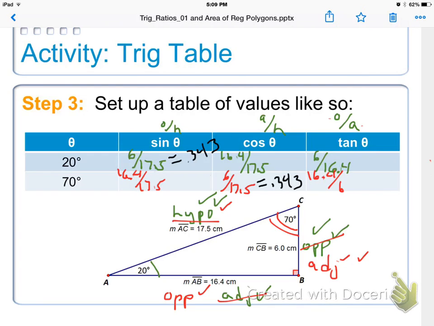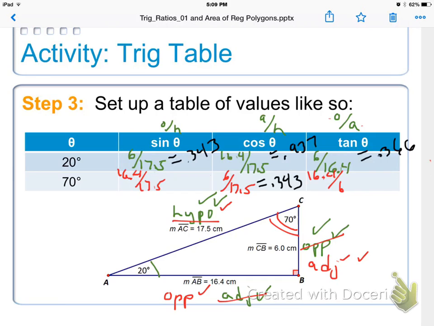So I'm just figuring out the cosine of 20 degrees is 16.4 divided by 17.5. I'm just going to do that on a calculator. And it gives me, if I go 3 decimals, 0.937. And then the tangent is 6 divided by 16.4, which is 0.366. Okay.